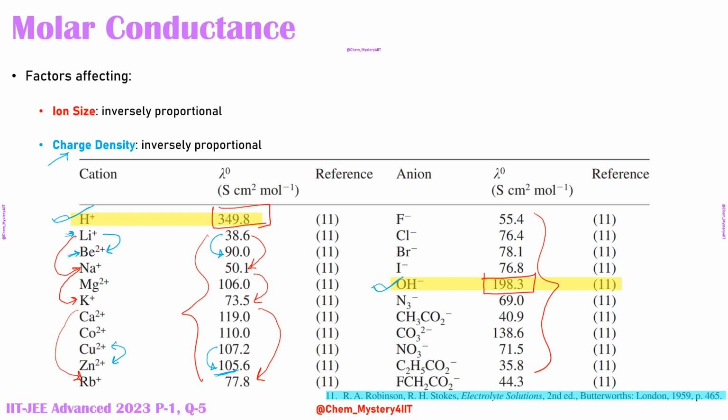Explanation of this thing: why H plus ions and OH minus ions are behaving this way, why they are exceptionally higher, why they are having their values unusually high. There has to be some explanation, and we'll be discussing that. There is a different mechanism for that in comparison to the rest of the ions we are seeing here, either in the cations list over here or in the anions list over there.